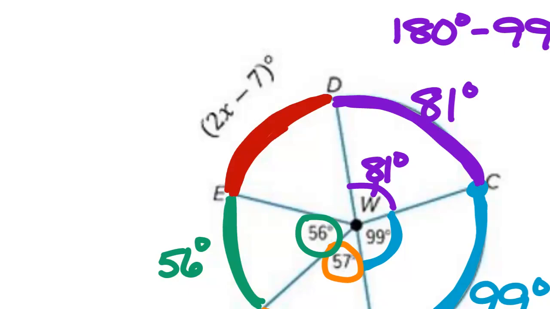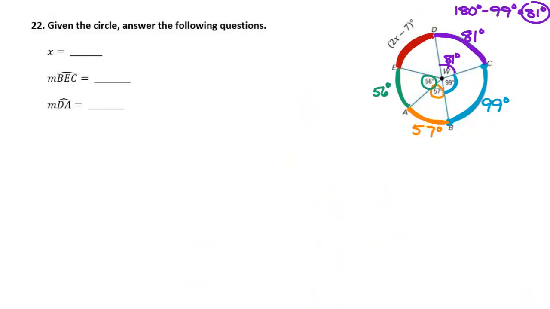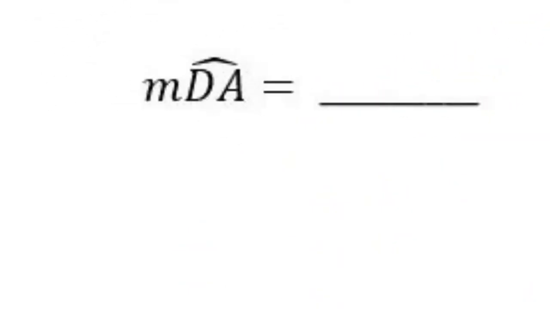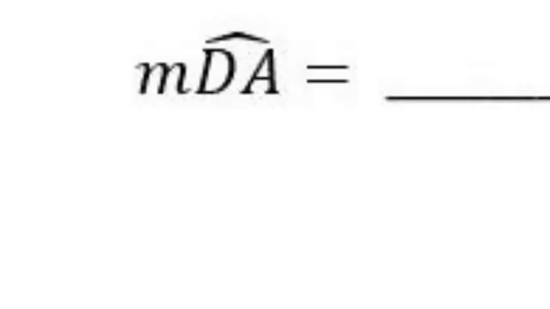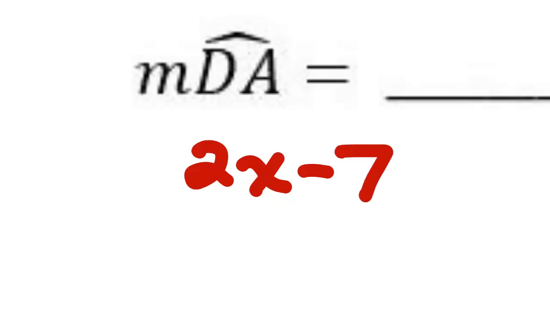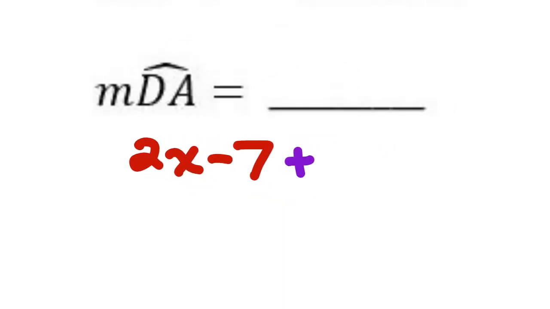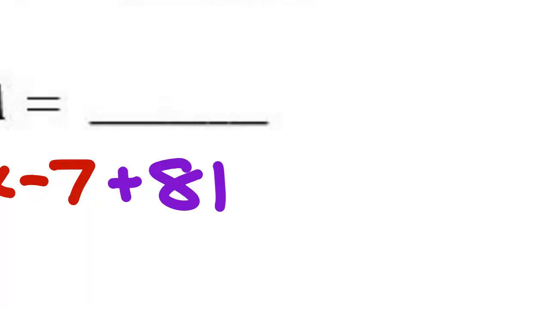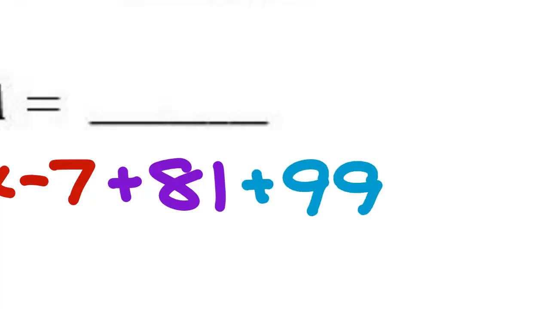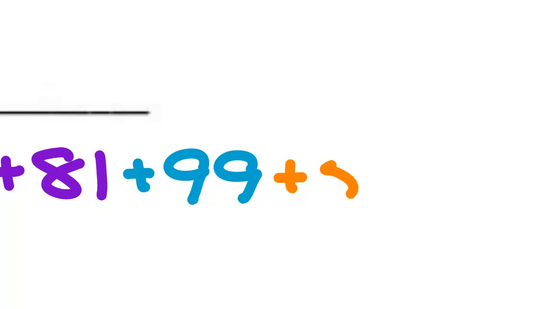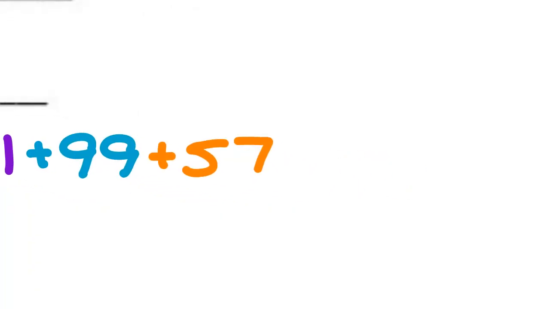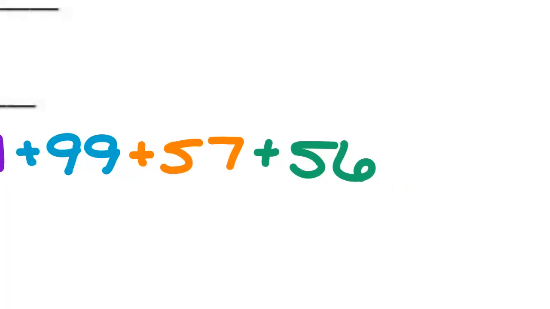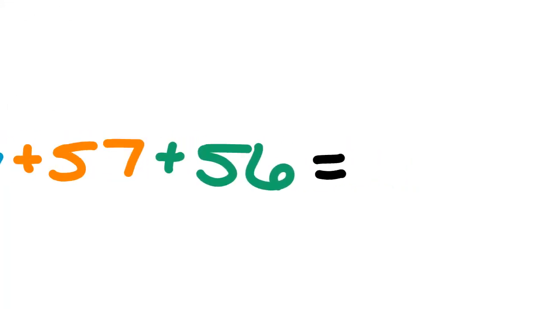I know that if I add up all the arcs all the way around the circle, it should add up to how much? 360. So let's add up all of the arcs all the way around. So I have 2x minus 7 plus 81 plus 99 plus 57 plus 56, and that all adds up to 360.